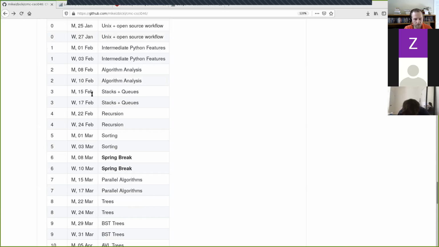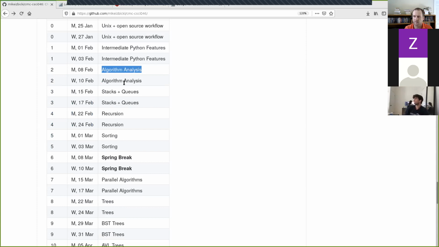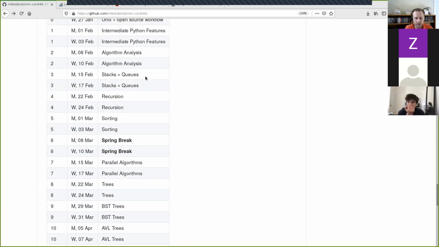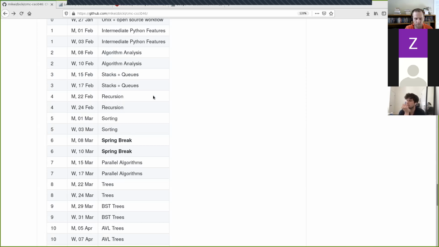And here's the main start of the actual data structures part. Algorithm analysis: you may have heard of big O notation before. This is where we talk about whether we can prove how long it's going to take for our program to run. Then these are the main data structure sections that we'll talk about: stacks and queues, recursion, and sorting, all key foundational topics.